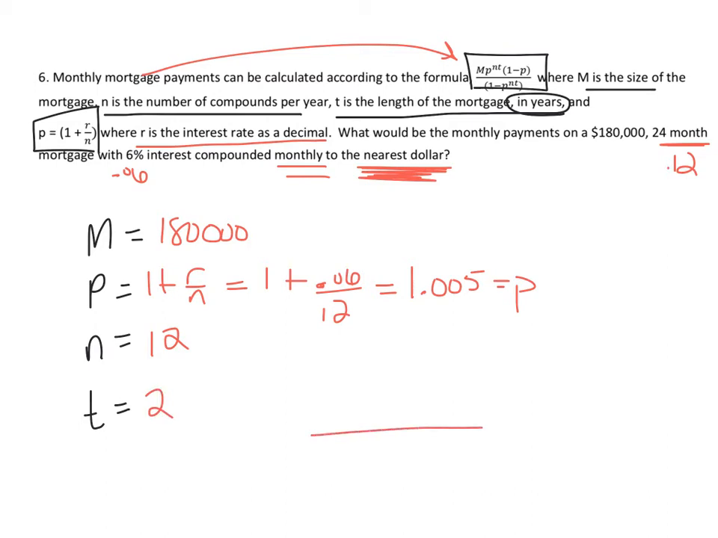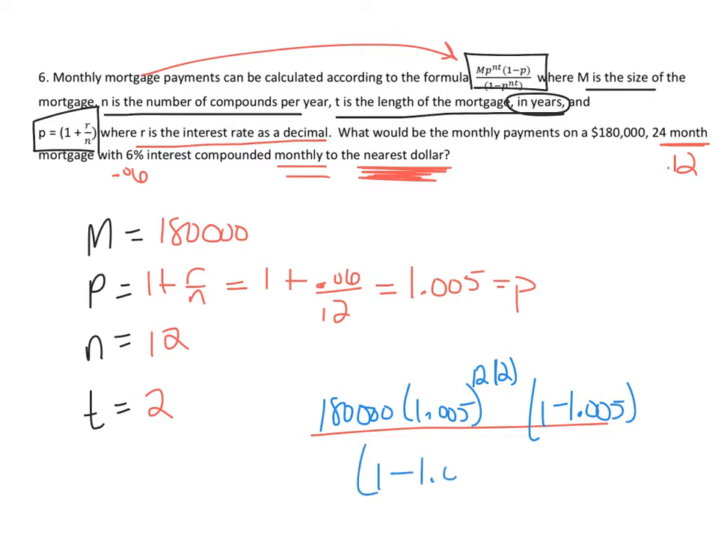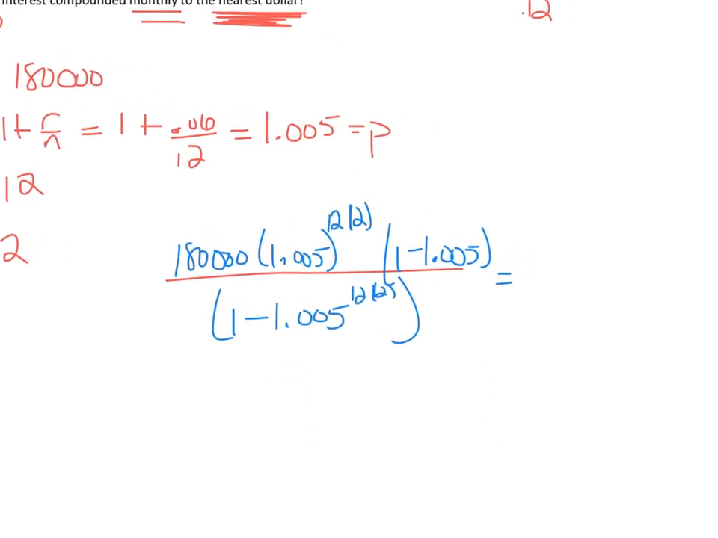Now I'm going to plug in. So big bar, because it's a big fraction, I'm going to put in 180,000 for M. P is 1.005, going to raise that to the n, which is 12, and the times t, which is 2. And then 1 minus 1.005. And then in the denominator, you're going to do 1 minus 1.005, and that's going to be raised to the 12 times 2 as well. You're going to type this into your calculator very carefully with parentheses, and you're going to end up getting an answer of, to the nearest dollar, because they want you to round that way, $7,978.